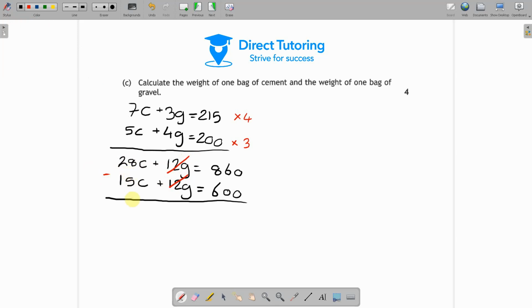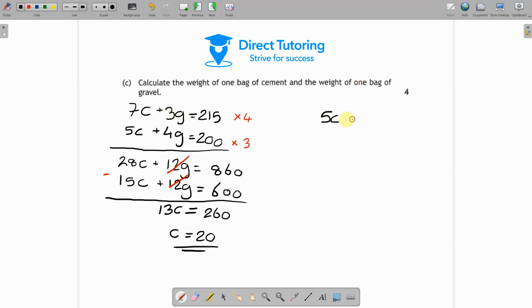So 28c minus 15c will give us 13c, which will equal, so 860 take away 600 is 260. Divide both of them by 13, C equals 20. Now, we have the value of C, so we can pick either equation, and we can find the value of G. So I'm going to use the second equation, but you can use the first equation if you want. You'll still get the same answer.